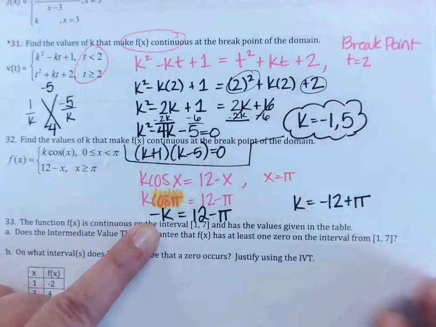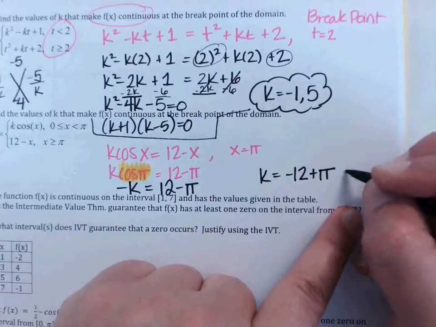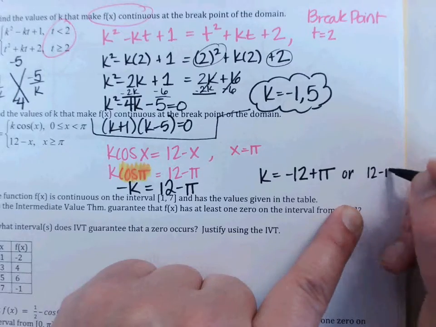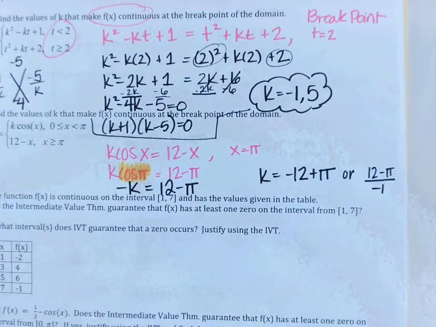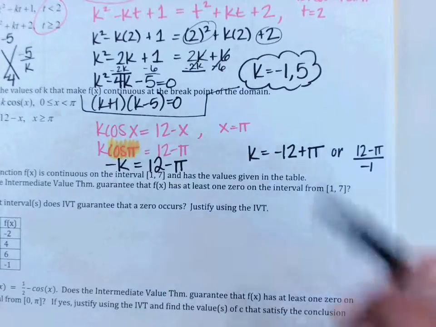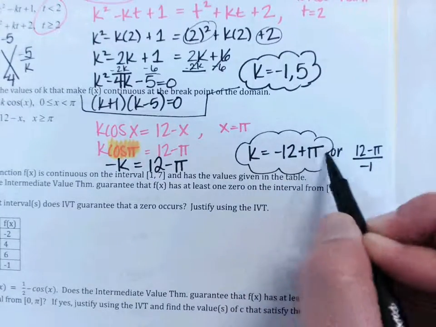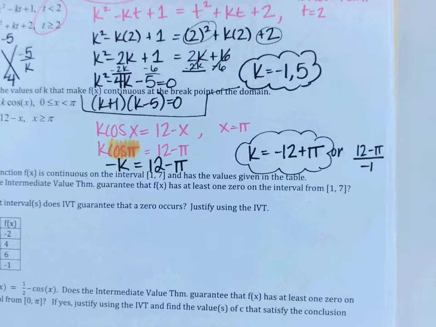Or if you wanted to write it like this would have been fine. You could have done 12 minus pi over -1. That's the same. Both of those are totally fine. I probably would have written it this way, but they're really good on the AP test: if your answer is the same but just written differently, they'll still give you credit.